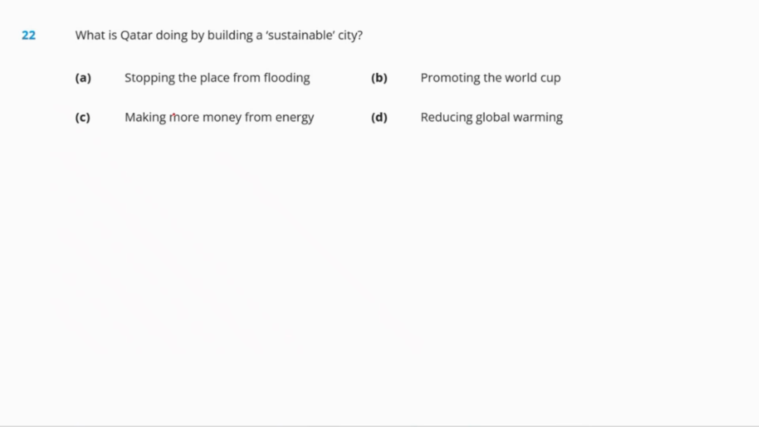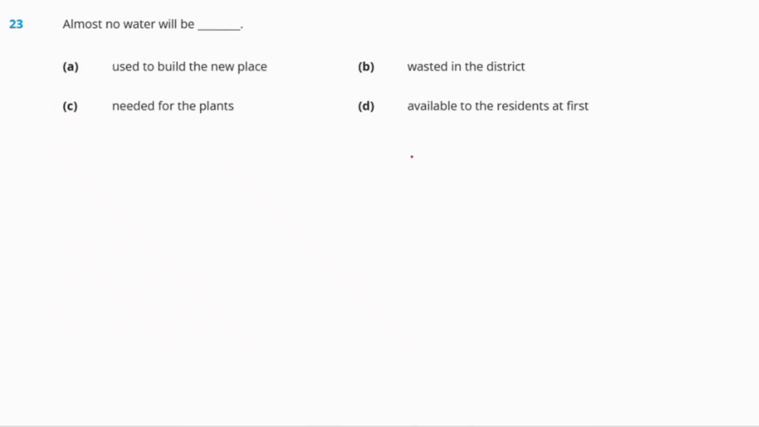Now, question 22. What is Qatar doing by building a sustainable city? So the options are A. Stopping the place from flooding. Option B. Promoting the World Cup. Option C. Making more money from energy. And option D. Reducing global warming. Okay, so B and C will surely not be the answer. The answer can be either option A or option D. So the most precise option out of both of these is option D. Reducing global warming.